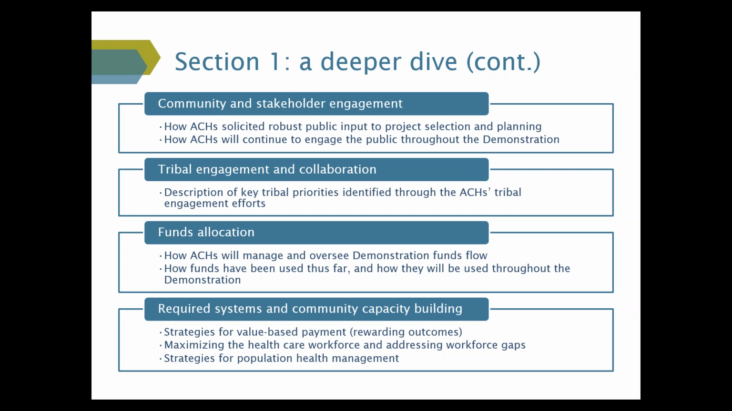So really how to build and continue to expand capacity around value-based payment, also how to ensure and build and continue to expand capacity to ensure there is appropriate workforce and addressing any workforce gaps that might be identified. And then finally, also how to leverage and continue to expand the use of population health management systems. So really recognition that these are three critical capacity areas that are necessary and must be in place to really ensure the success of these projects. And in this area of the project plan, the ACHs are really addressing these strategies overarchingly.